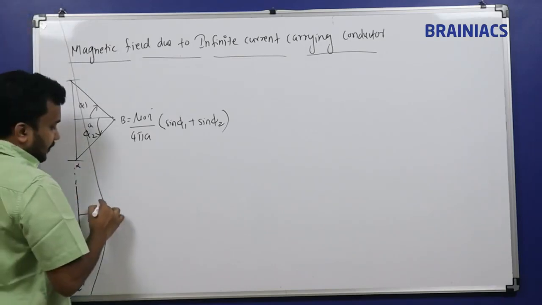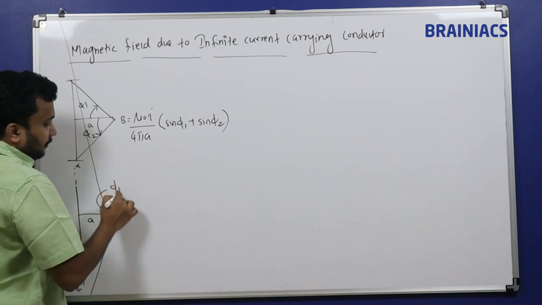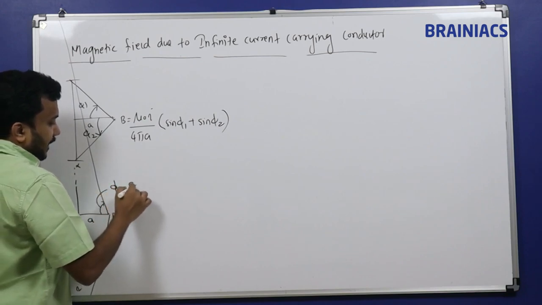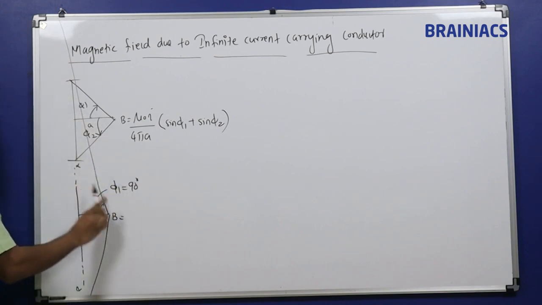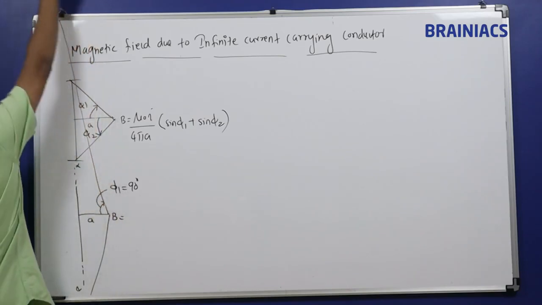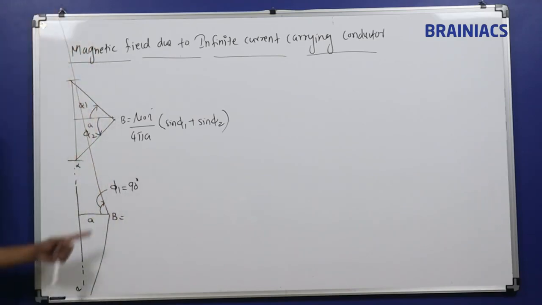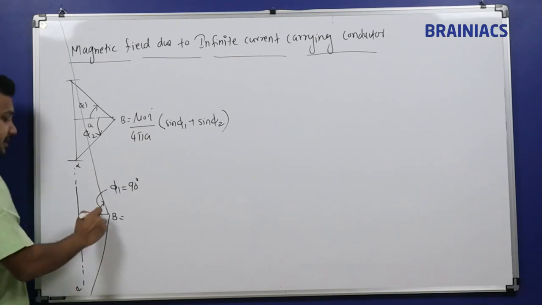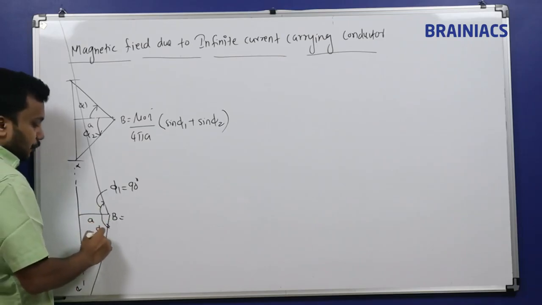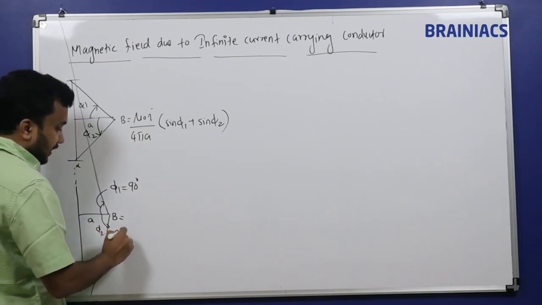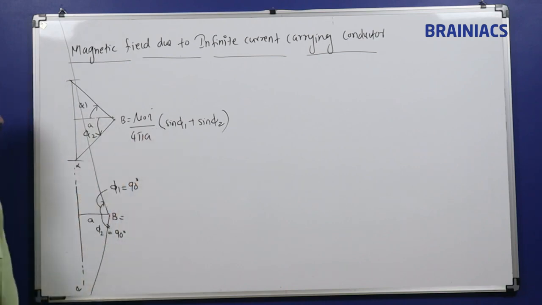So what is the value of this phi 1? Phi 1 is equal to 90 degrees because this is not ending. I don't know where it is, so it will go straight. So it's approximately equal to 90 degrees. Similarly, phi 2 is also equal to 90 degrees. You have to substitute these values here.